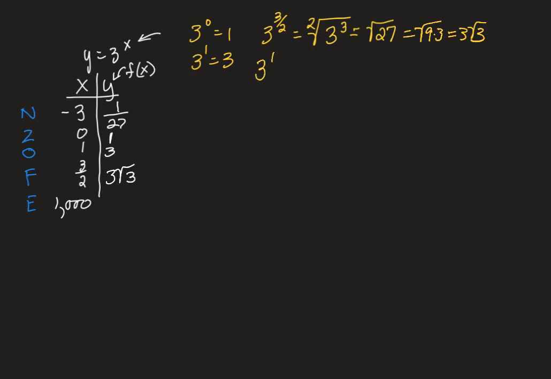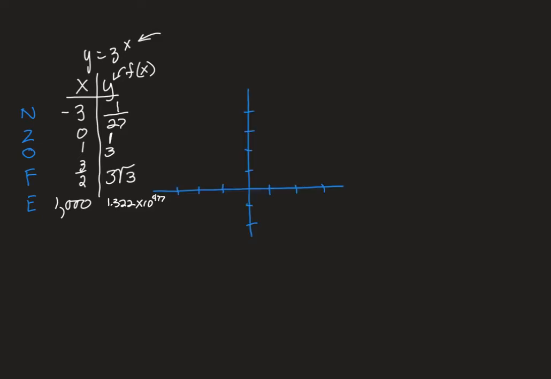And if I now do 3 to the 1,000th, I get 1.322 times 10 to the 477th. I am not going to graph that, but let's graph some of the others. All right, so -3 would give me 1/27, so almost on the line, but not. At x equals 0, I would be at 1. At x equals 1, I would be at 3. At x equals 3 halves, so that's at 1 1/2, I would be at 3 square root of 3.